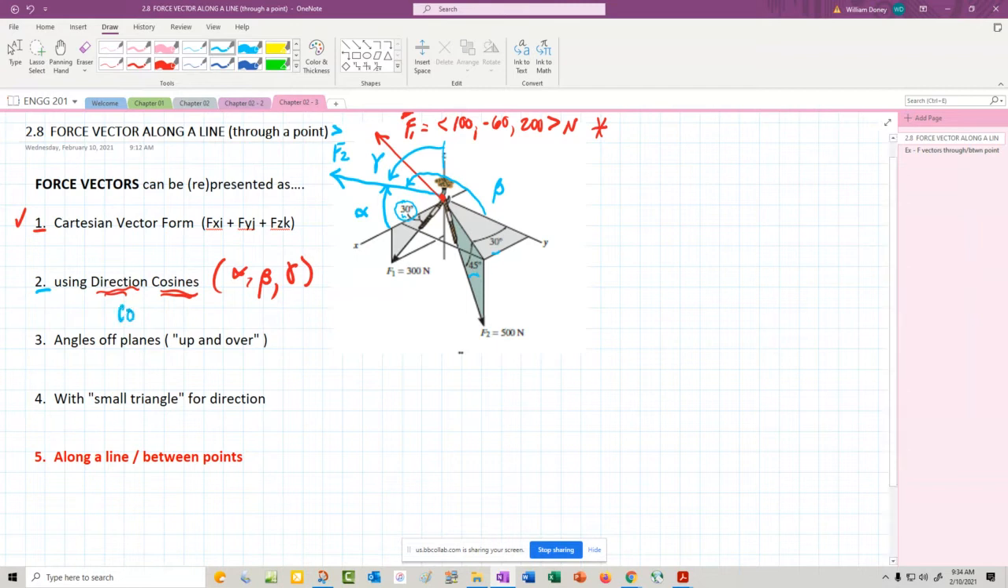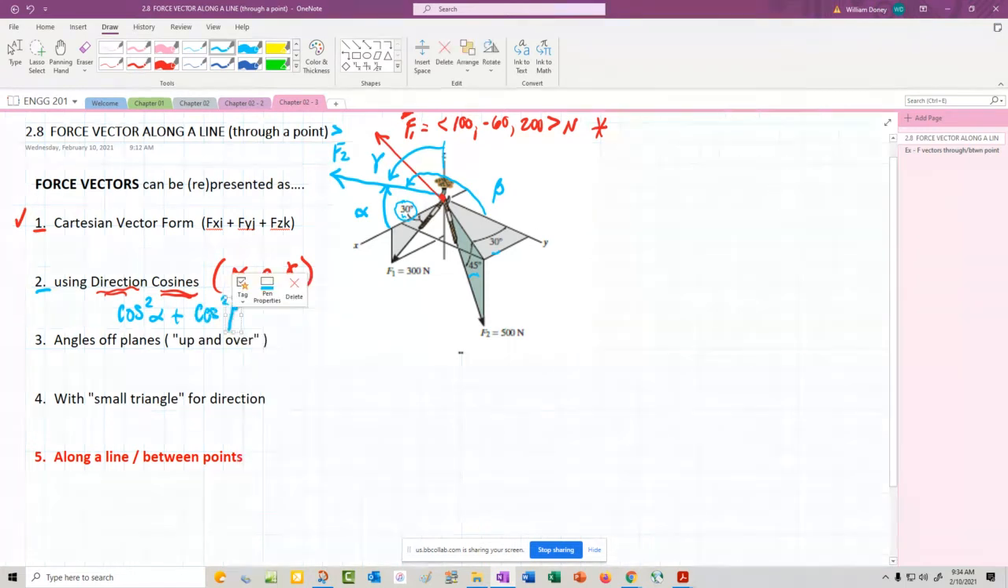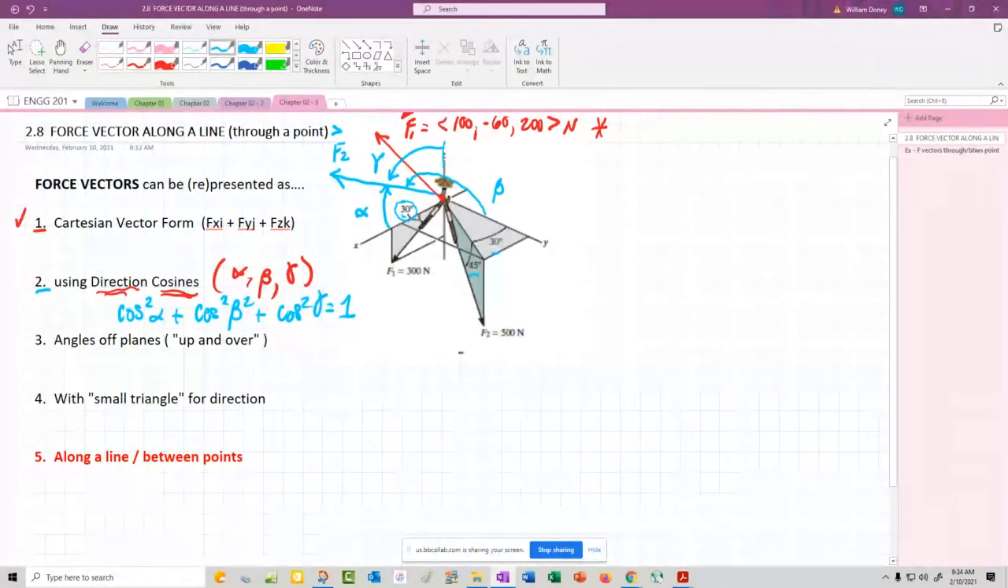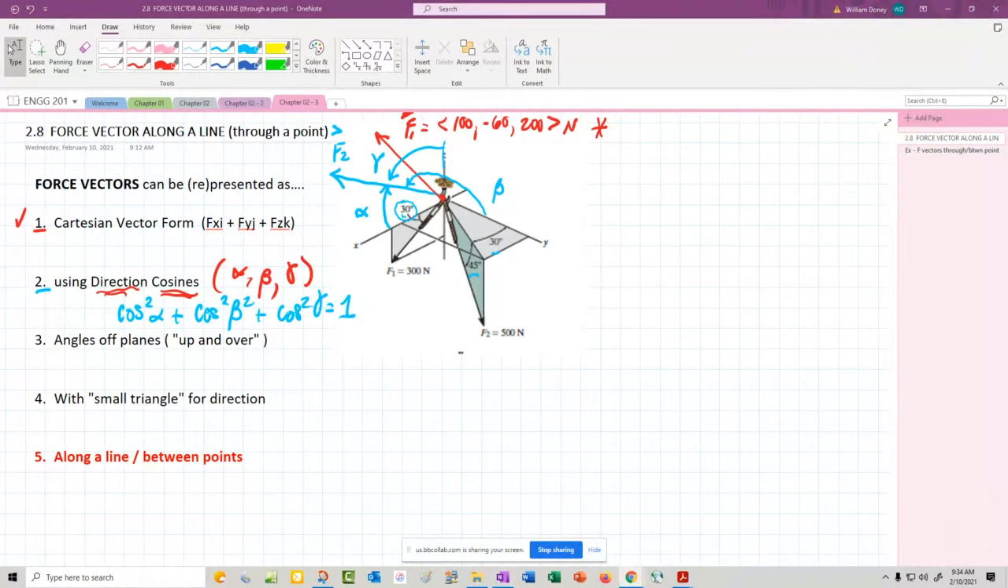And if you remember, if we don't have all 3, we can use this identity to find a third one. So if we're given 2, we can find the other or last one. So that's given in direction cosine format.